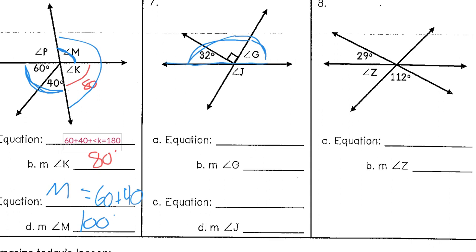So what I can say then is that 32 degrees, that angle right there, plus, now remember this symbol right here means that that's 90. So plus 90 equals 180 if I put those together. So I'm going to use that fact right there and find angle G. So I'm going to leave you to that to solve this equation and find angle G.